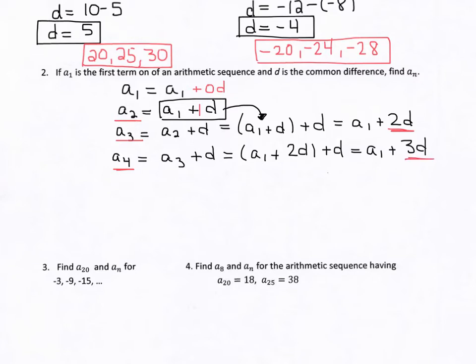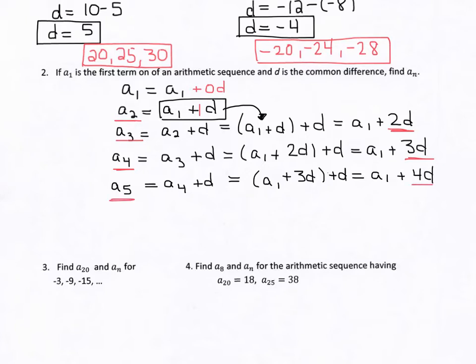Any guesses on what a sub 5 would be? Hopefully you're all thinking a sub 5 equals a sub 1 plus 4d. And we'll just show that real fast. A sub 5 equals our a sub 4 plus d. Since we're always building off the last one, that's a sub 1 plus 3d plus d. And yep, we were right. A sub 1 plus 4d.